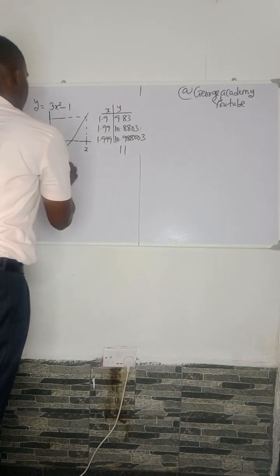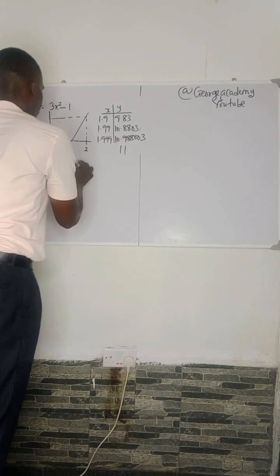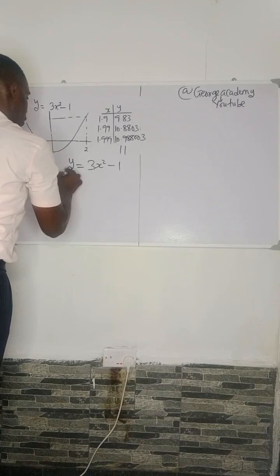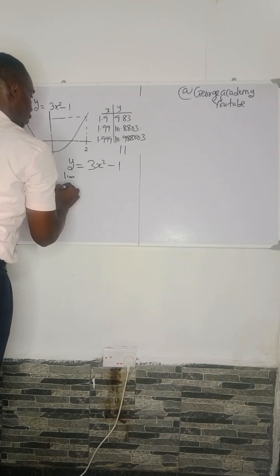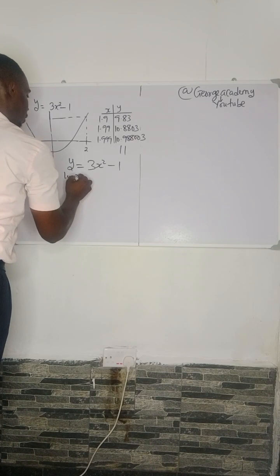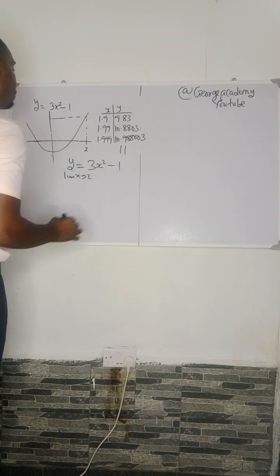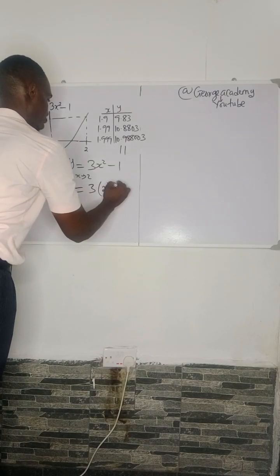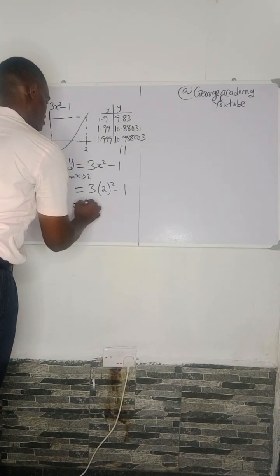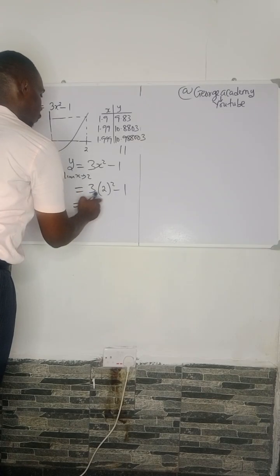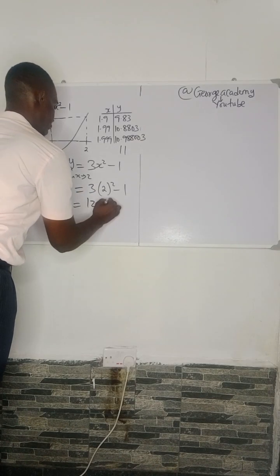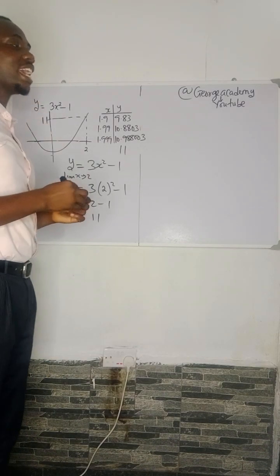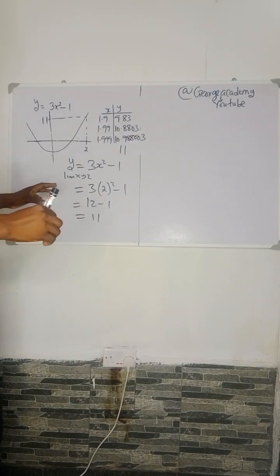What I mean by that is you can take the limit and say y is equal to 3x squared minus 1 as limit as x tends to 2. Limit as x tends to 2 now gives us 3 times 2 squared minus 1. 2 squared gives us 4. 4 times 3 gives us 12. 12 minus 1 gives us 11. So we will be correct.